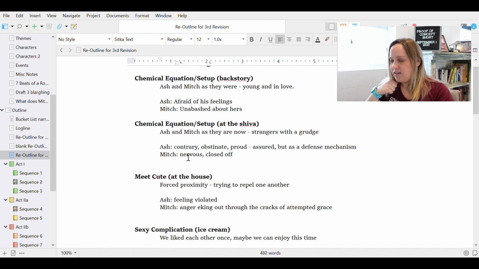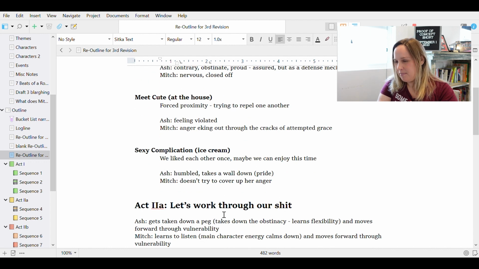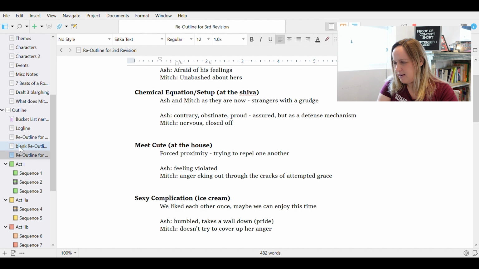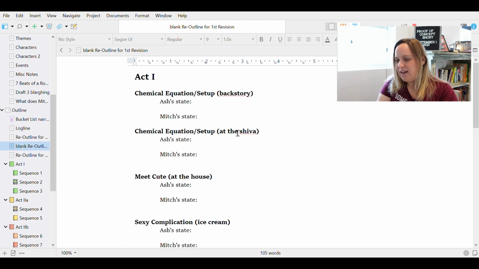So she is nervous and closed off, afraid of expressing herself, afraid of the implications, and not willing to do it. Then they meet at the house. Still, this is the same. You'll notice that these beats all take place at the same place. Backstory at the Shiva, at the house, ice cream in Act 1.